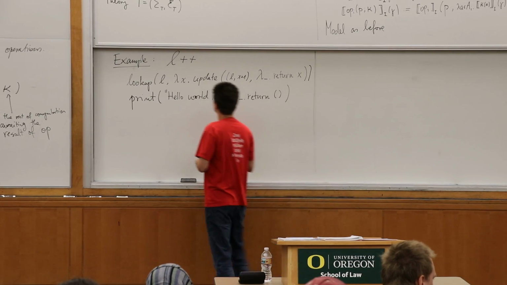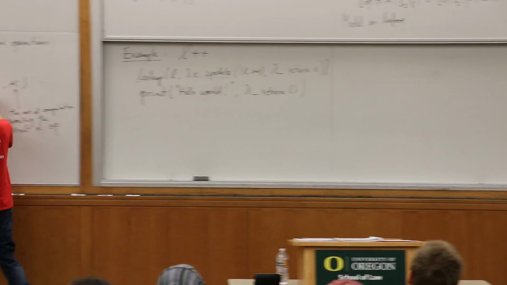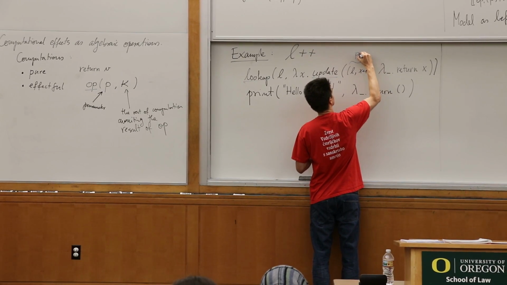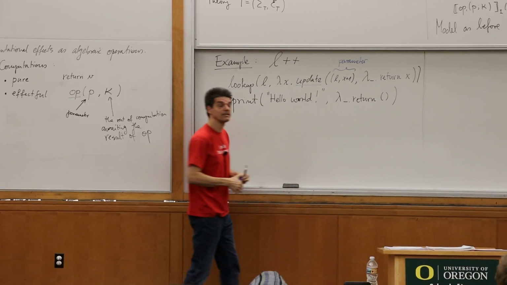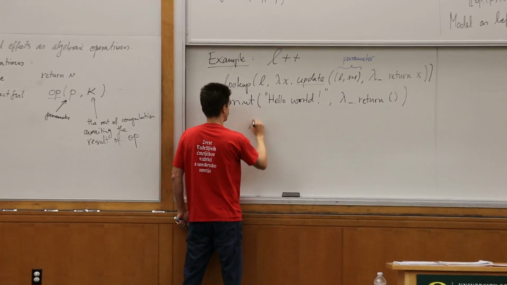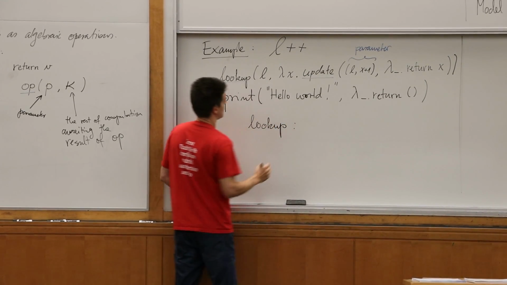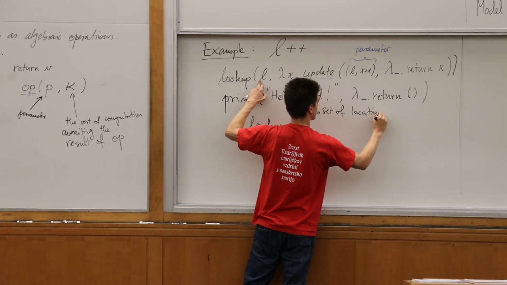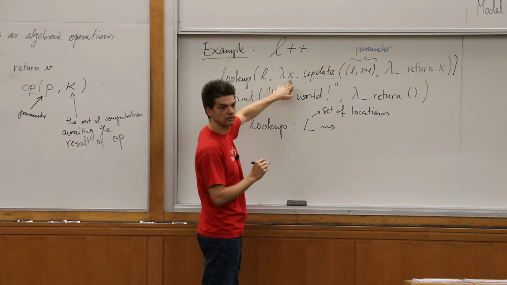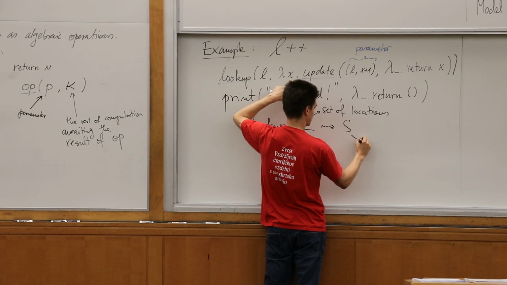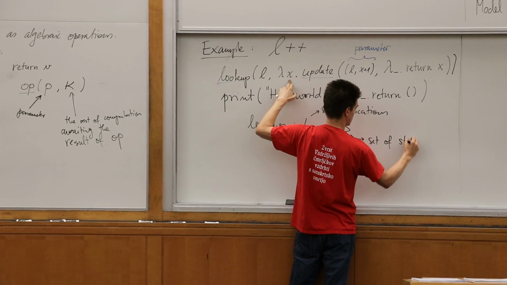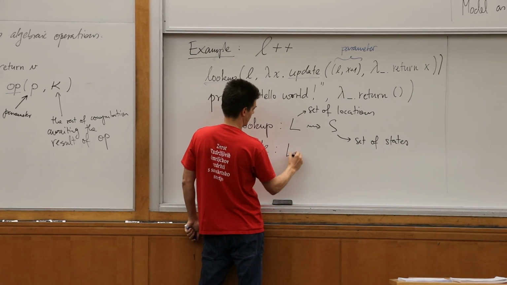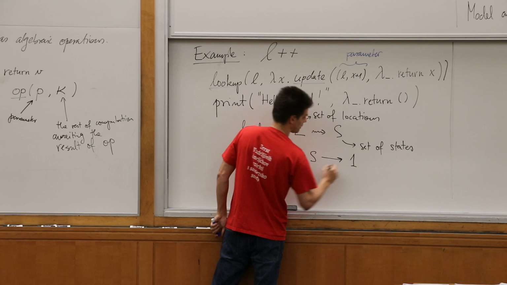Okay. So update takes two arguments, but one argument is a parameter. Ah, yes, of course. So let's be careful here. Let's write the signatures. That's why it helps to write the signatures. So what would be the signature for lookup? It takes a location and it gives me back whatever is written in the memory state. And what does update do? An update will take a location and the new state, and it gives me unit as a result.